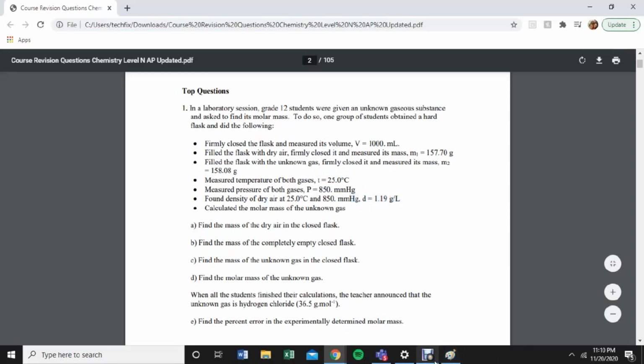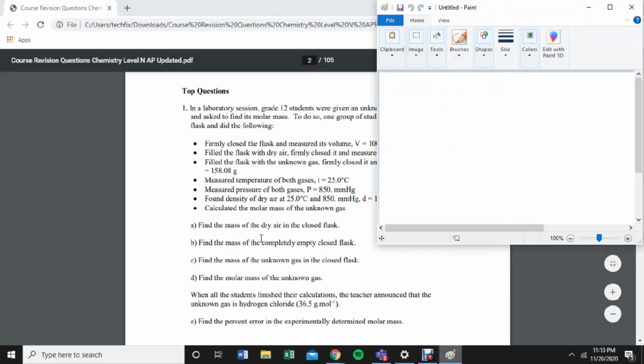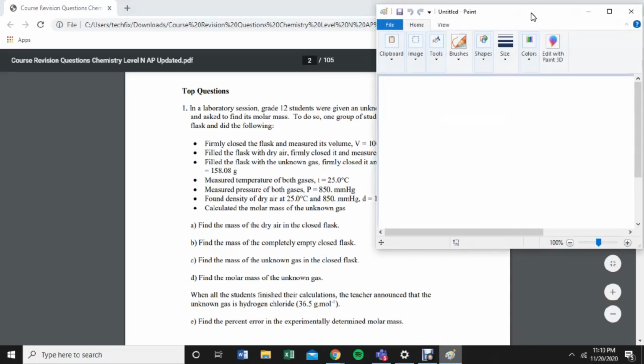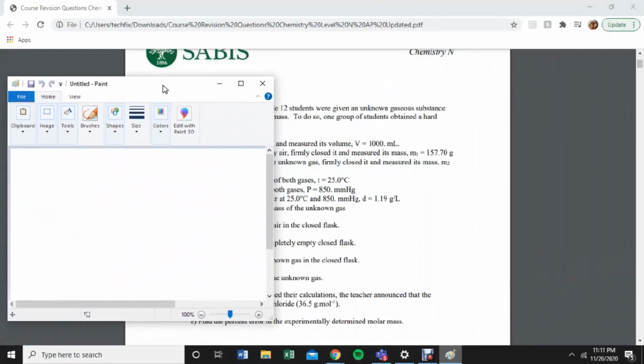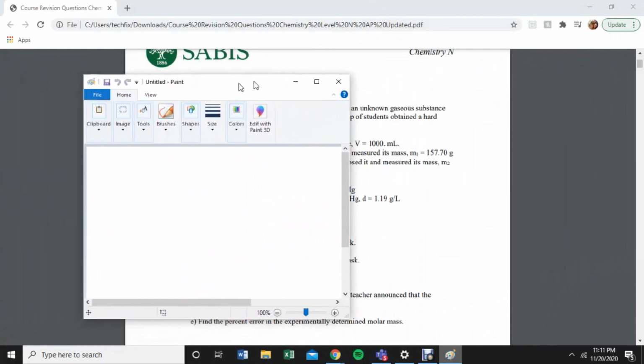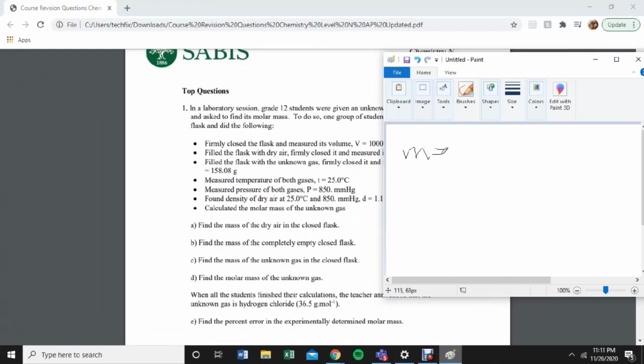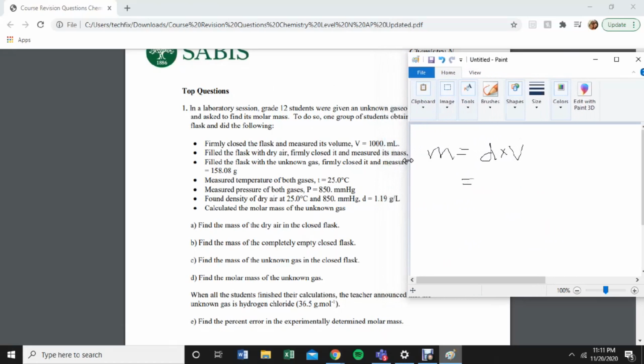First thing they need us to find is the mass of dry air. How to find the mass of dry air? Mass of dry air is equal to density of dry air times the volume, right? Density of dry air was given to us right here, 1.19. It's 1.19 times the volume, which is 1000 milliliters, which you change to 1 liter. So you end up with 1.19 grams. That is the mass of dry air.